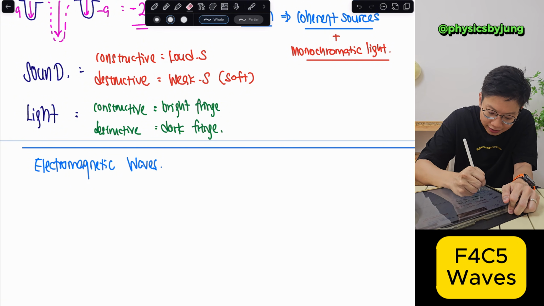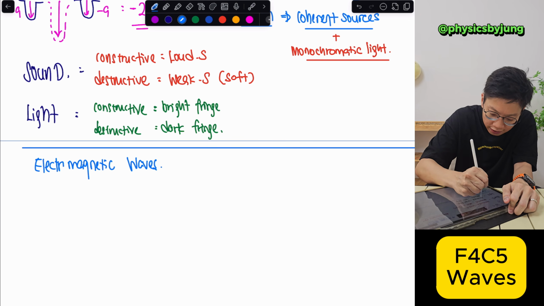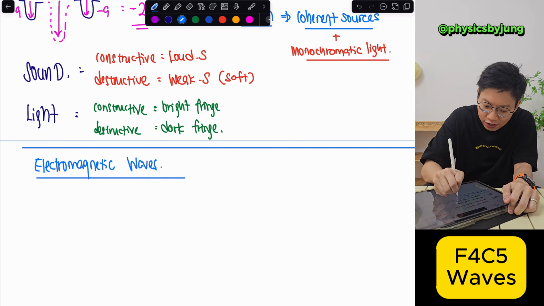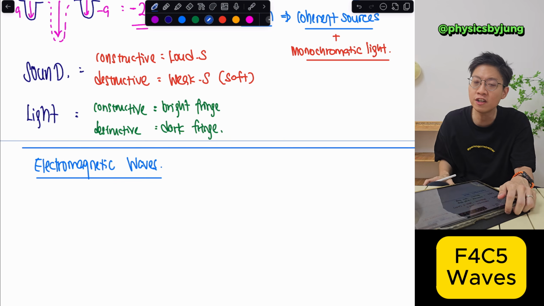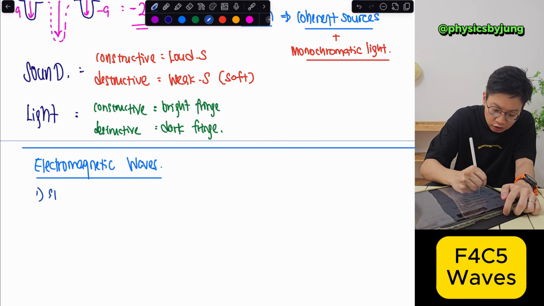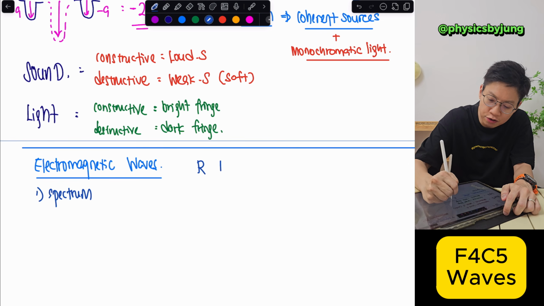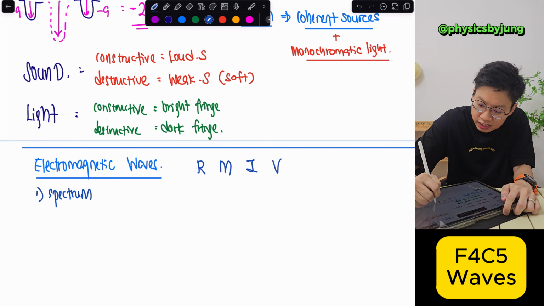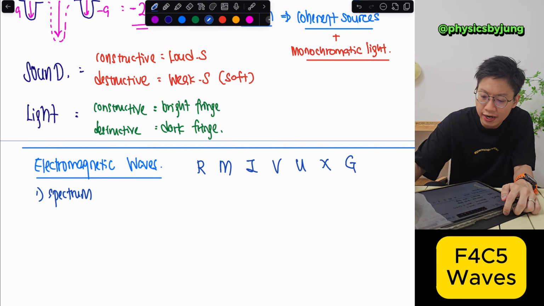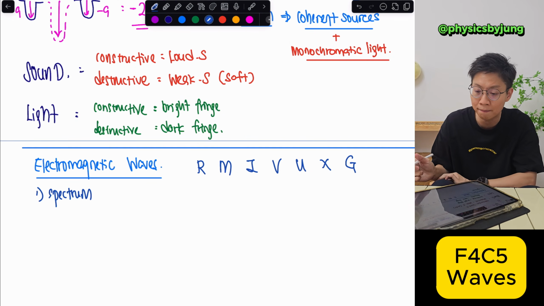So in electromagnetic waves, what are the things that you have to study? Okay, guys, it's very simple. First of all, number one, you need to be able to remember their spectrum: radio, micro, infrared, visible light, ultraviolet, X-ray, and gamma ray. So do you remember them?